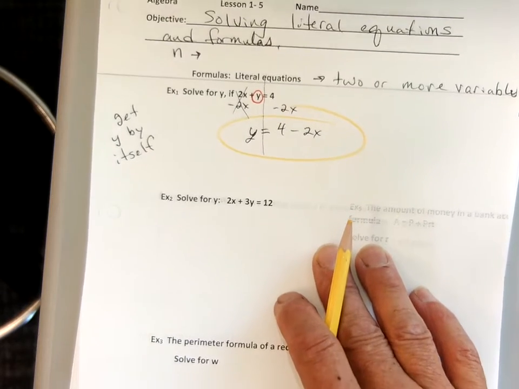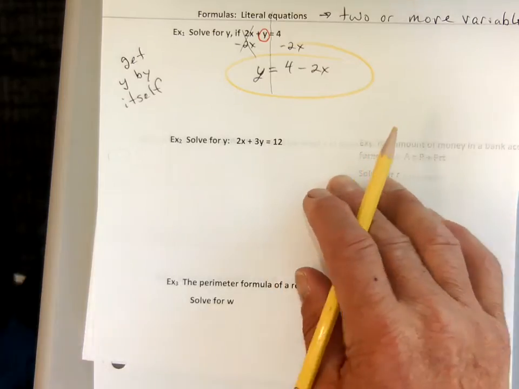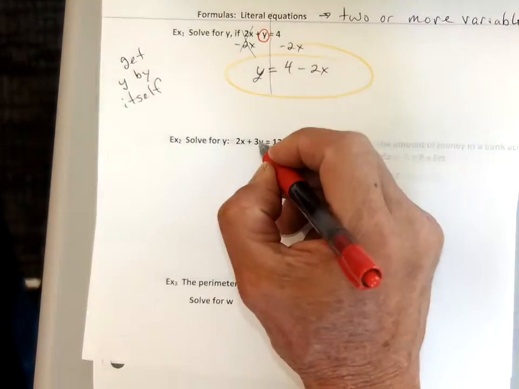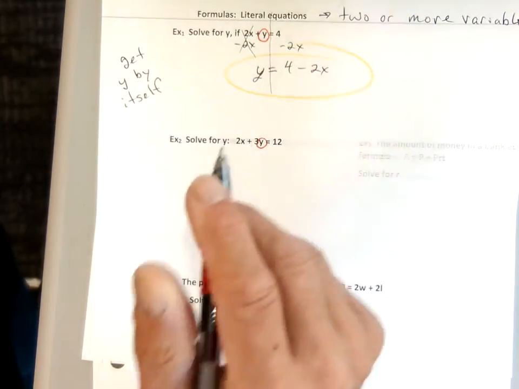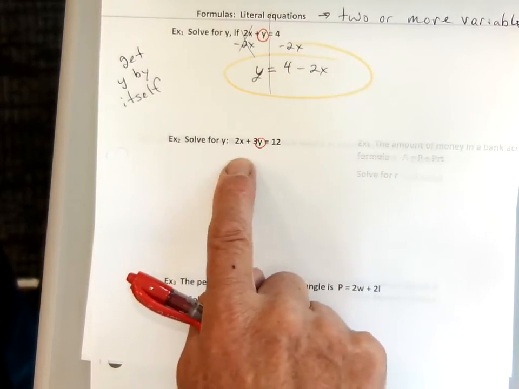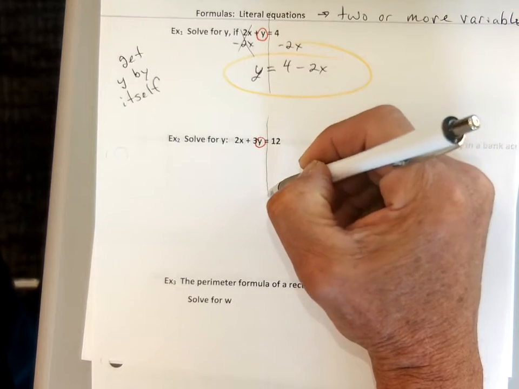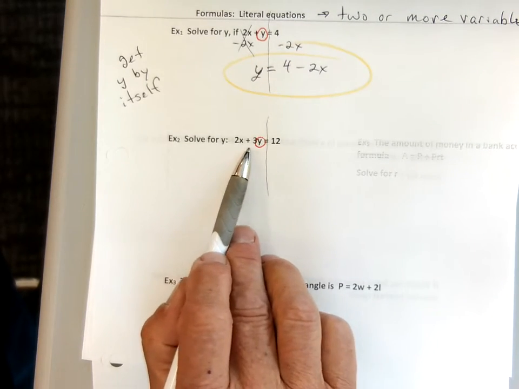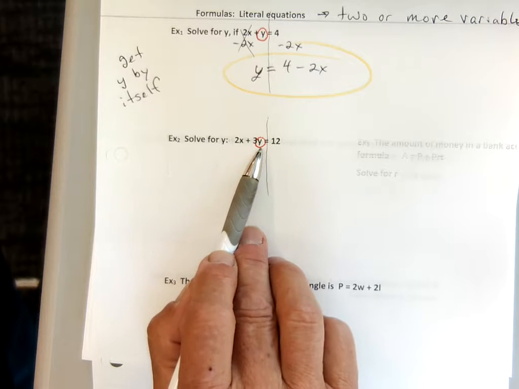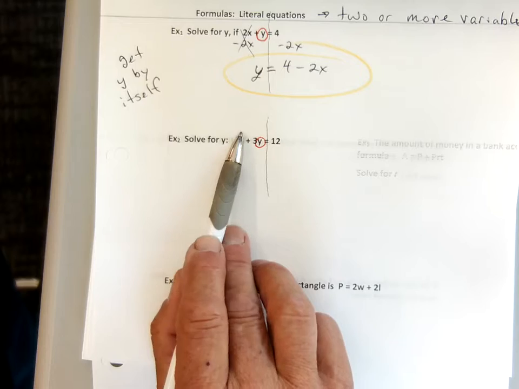Okay, let's take a look at number 2. So solve for y. So let me circle y. And I want to get y by itself. So I want to get rid of all the stuff around it. Now remember there's the equal sign. So on the side of y, I need to get rid of the 2x and the 3. So I'm going to get rid of the 2x first.